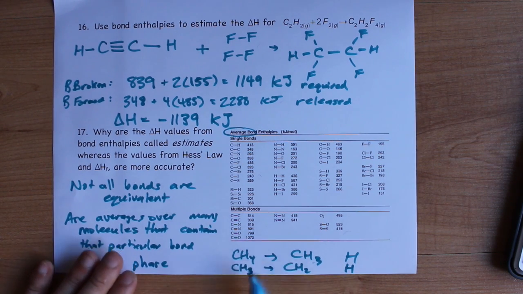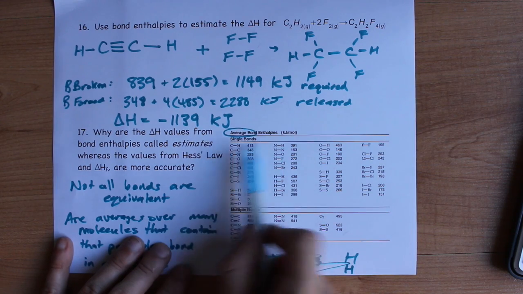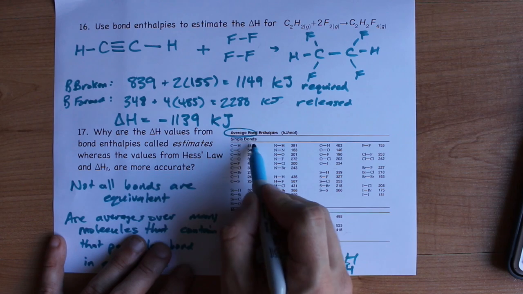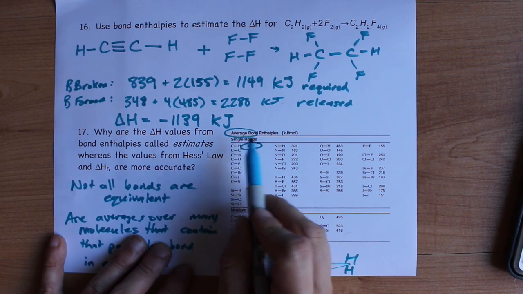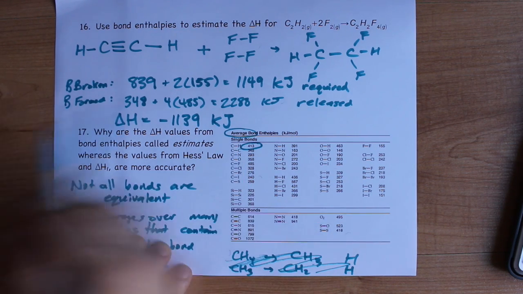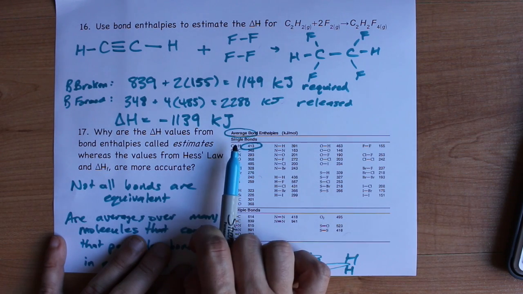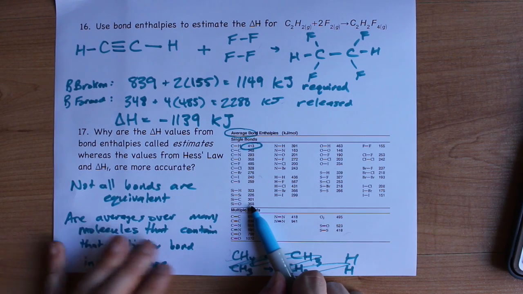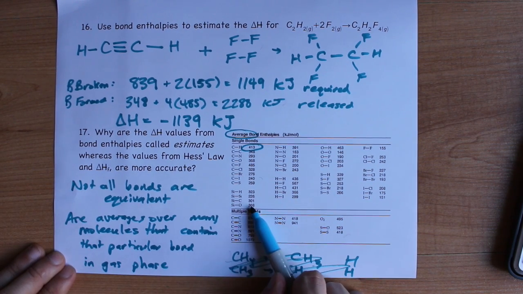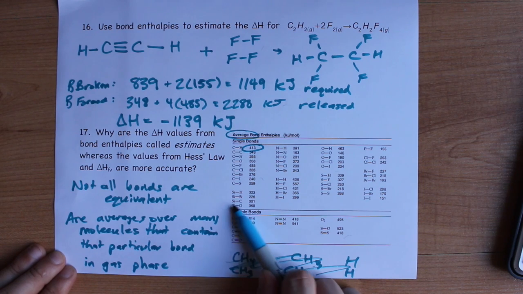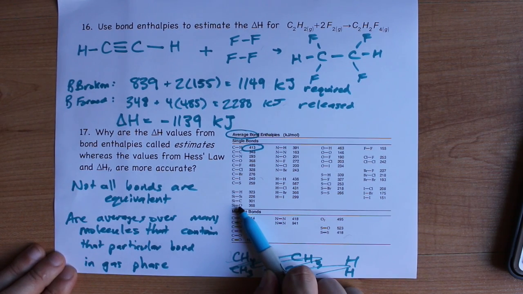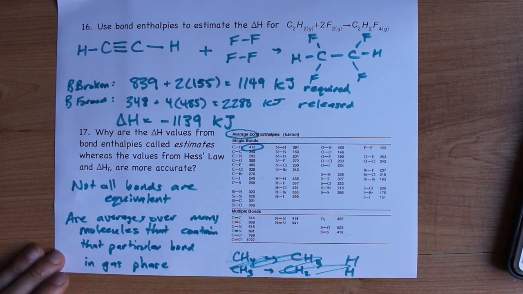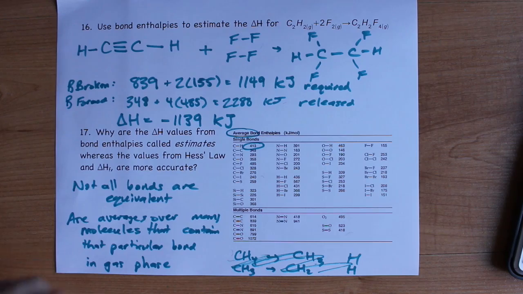I don't think these are even valid reactions for an average bond enthalpy, but the point is that lots of molecules have a CH bond, and this number is the average energy it takes to break a CH bond over a bunch of molecules that actually have it in there. The SiO bond energy is just the average of the energy it takes to break that bond in a bunch of molecules that have a silicon-oxygen bond. It's an average over many molecules that contain the bond. Cool? Cool.